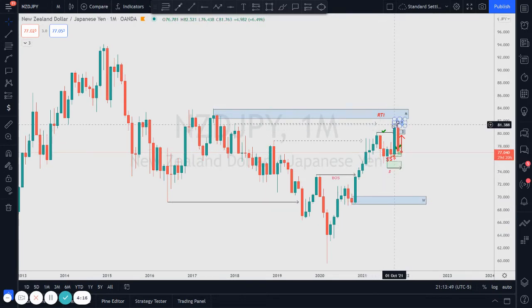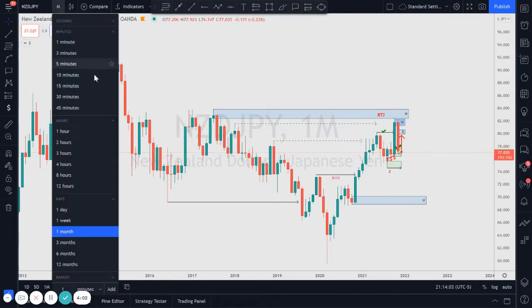All right. And what is the intent of price? To make a lower low. So it seems this looks like a lower high. So once this is confirmed with a break of structure to the downside, then we'll be sure of it, right? Let's go to the weekly.